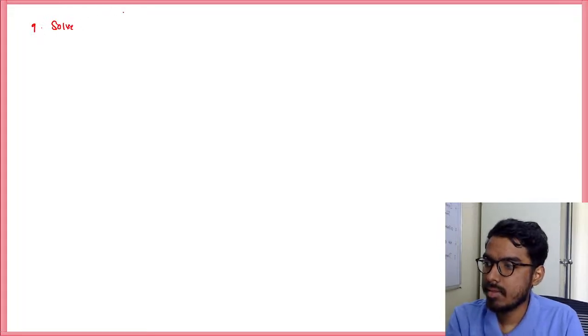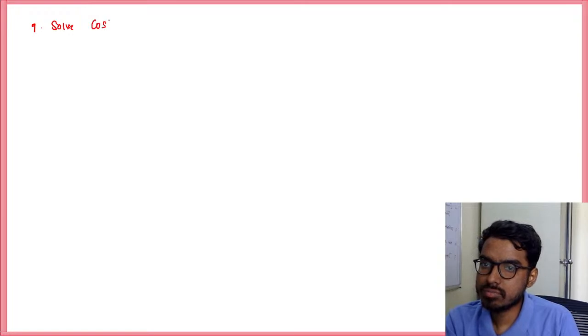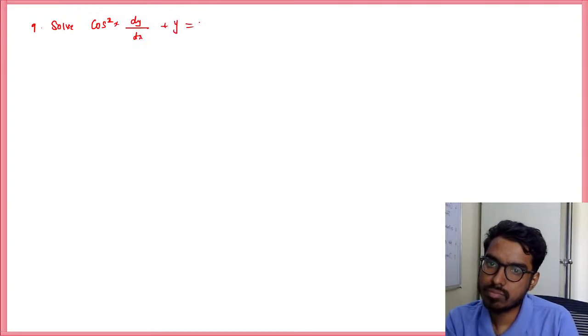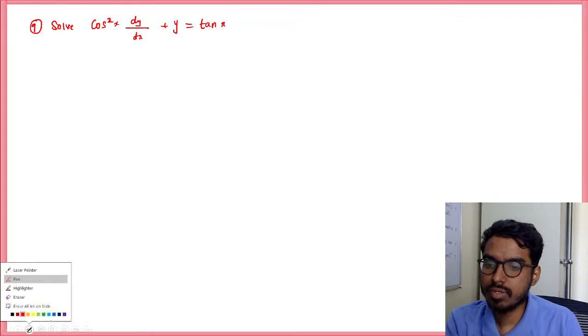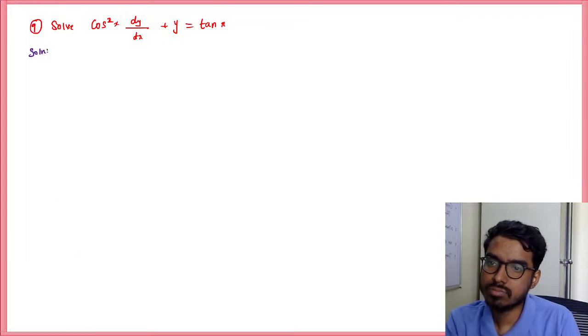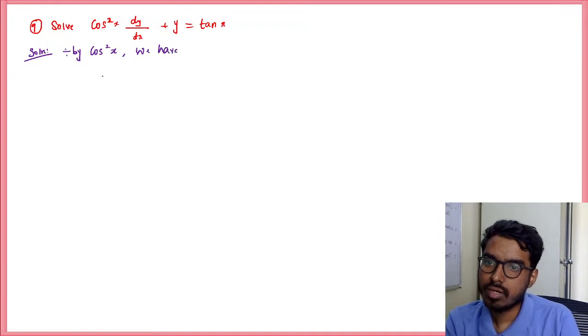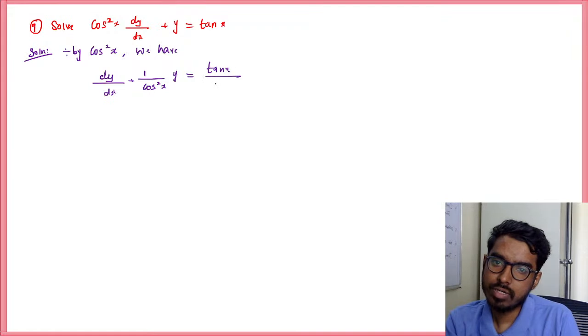So solve cos square x dy by dx plus y is equal to tan x. We will divide throughout by cos square x. So dividing by cos square x, we have dy by dx plus 1 by cos square x into y is equal to tan x by cos square x, right?